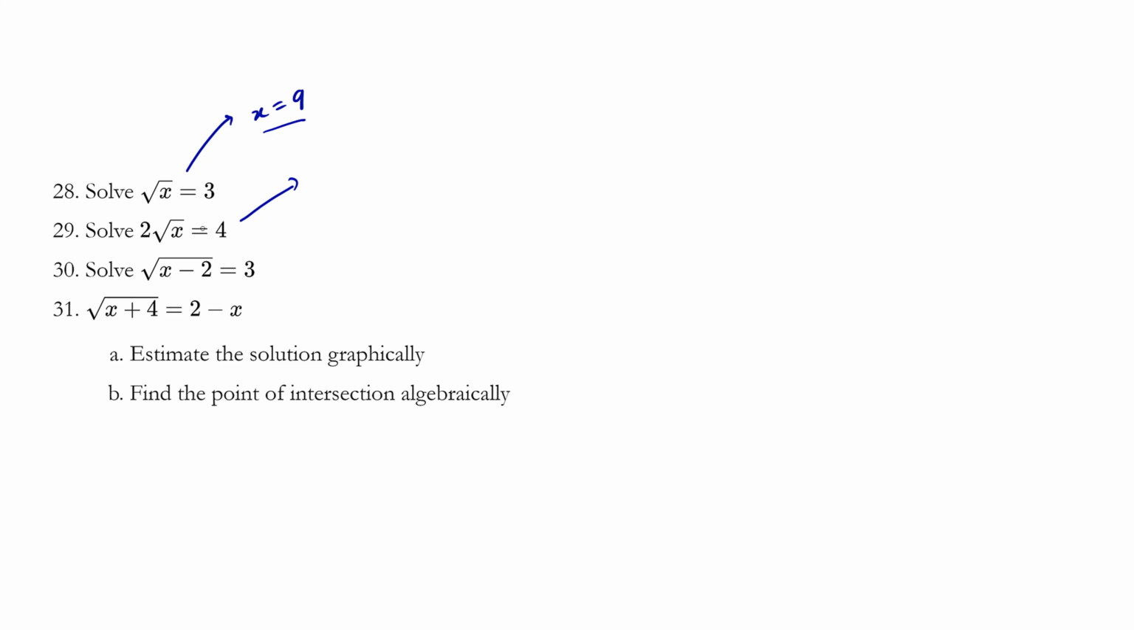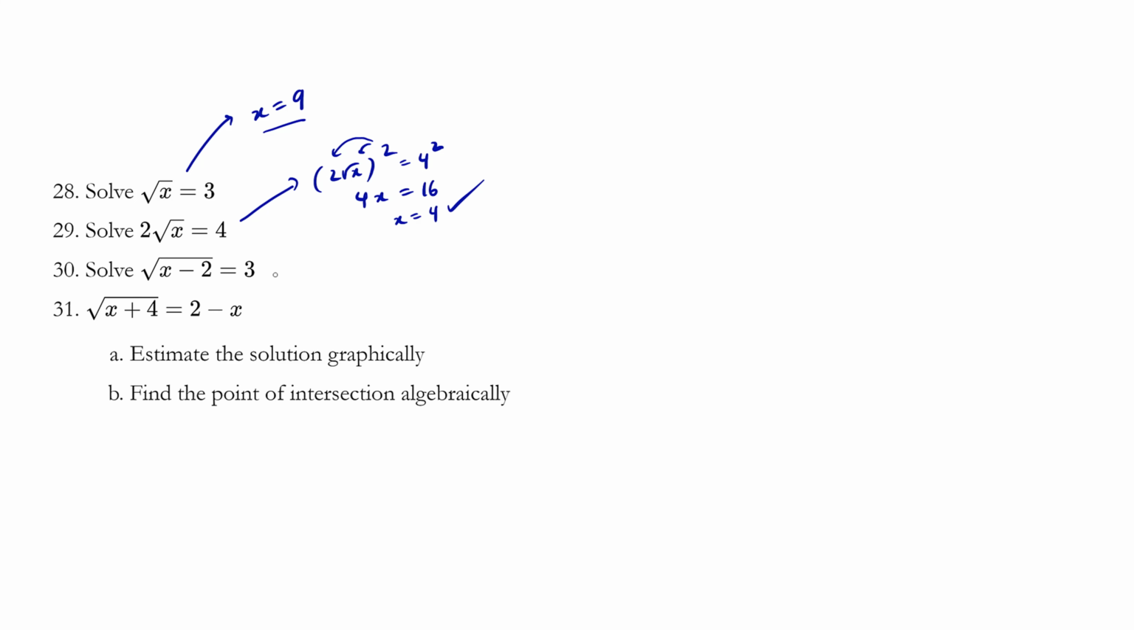Number 29. We're going to square both sides. So we have this squared equals 4 squared. Be sure to distribute the squaring also to the coefficient, which is 4x, equals 16. Divide both sides by 4. We have x equals 4.